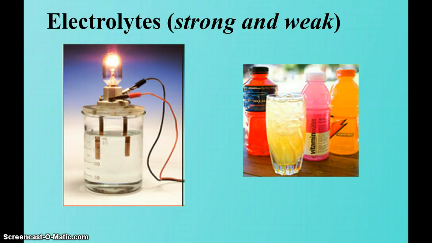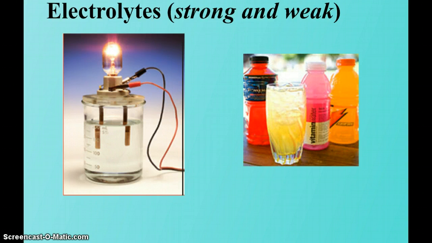Acids are electrolytes. They can be a strong electrolyte or a weak electrolyte. We talked about this during Water World, and that's going to depend on how well they dissociate into water. Because all of our acids and bases are aqueous, meaning dissolved in water.